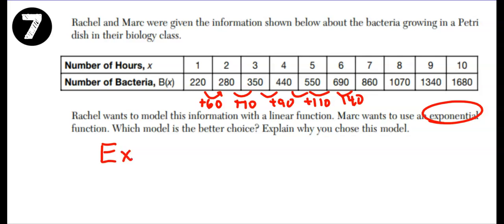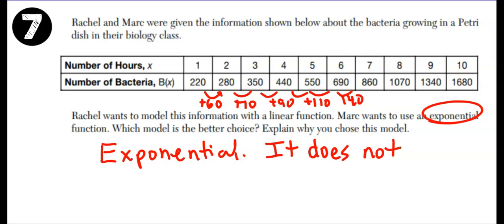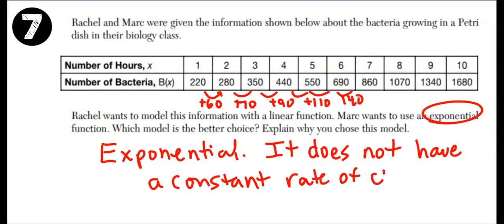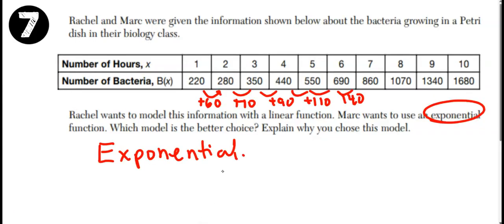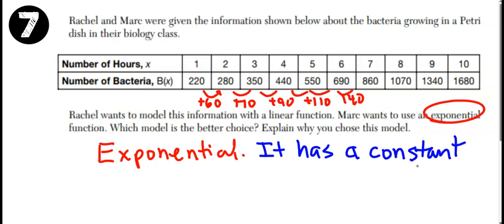So we're going to write exponential. And there are a few reasons that you can state, but what I see here with my own patterning is that it does not have a constant rate of change. Another answer you could give is why it's exponential. You could just state exponential. It has a constant ratio.